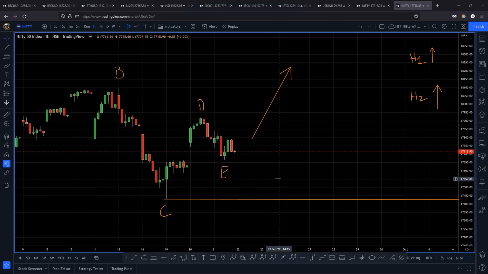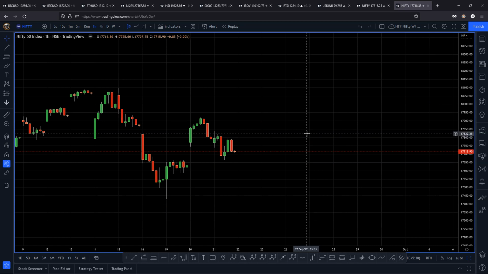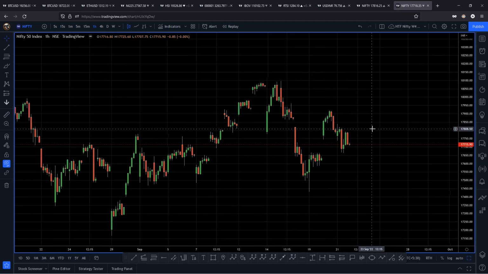If our count is correct, and this is actually a triangle structure with the wave C correctly counted, which so far looks to be the case, then swing longs with the stop loss below wave C low can be taken, because both the possibilities which we expect the market to take are taking it in the upside direction. So that's our quick update on Nifty. Thank you.